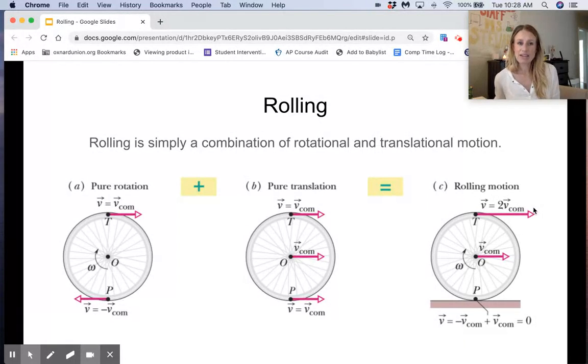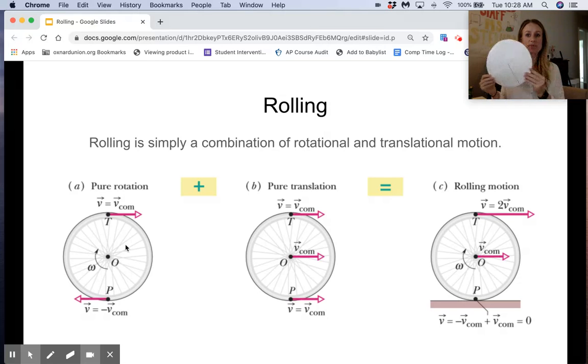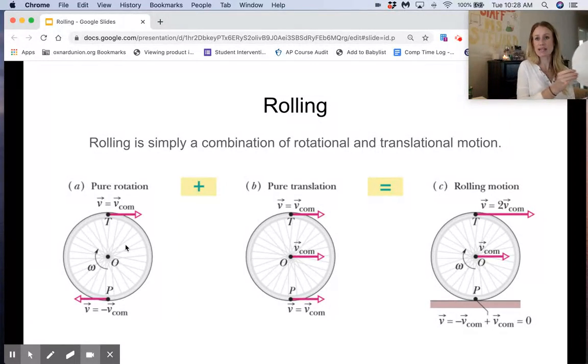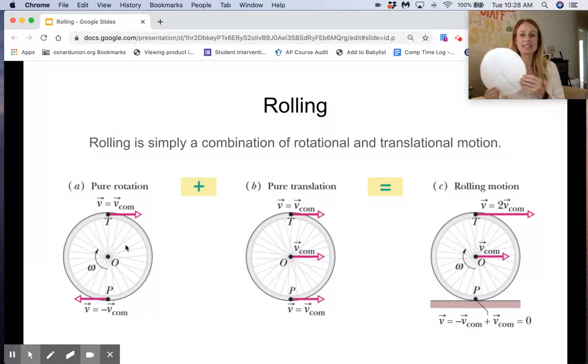So rolling here, like I was saying before, is simply a combination of rotational and translational motion. Pure rotation is when something is just rotating in place like this. Pure translation is when something is actually translating in space. And then when we put them together, we get rotation and translation together, which is our rolling motion.